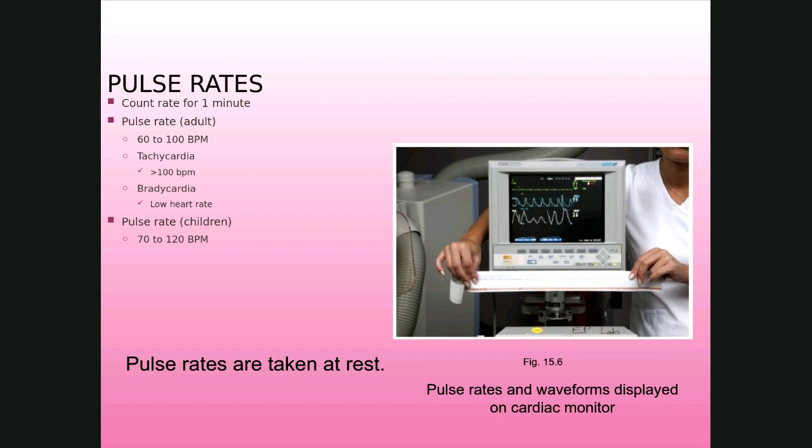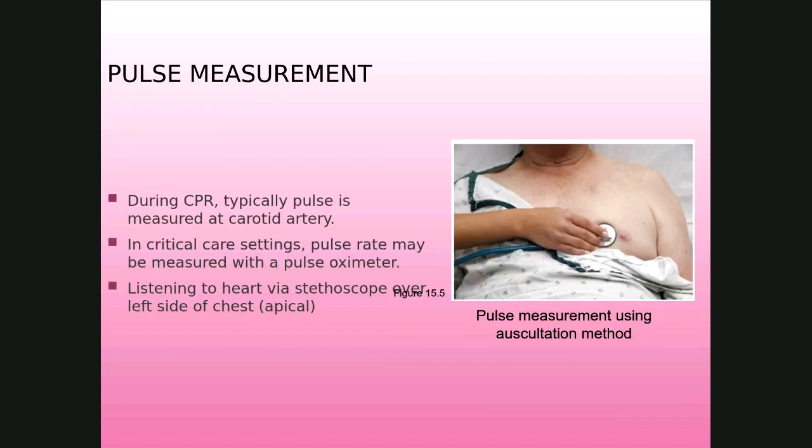This is showing you that pulse rates and waveforms can be displayed on a cardiac monitor, so it's not always physically taken by feeling the patient's pulse. When we do pulse measurements during CPR, the pulse is measured at the carotid artery in the neck, because it's typically the strongest there and easier to assess with the event going on as far as trying to rehabilitate that patient.